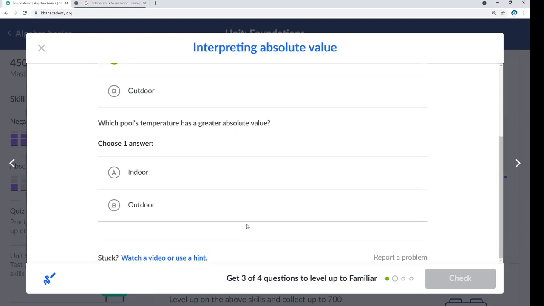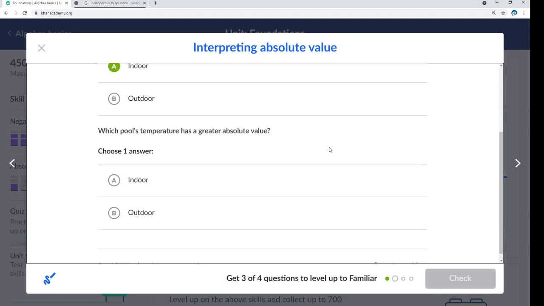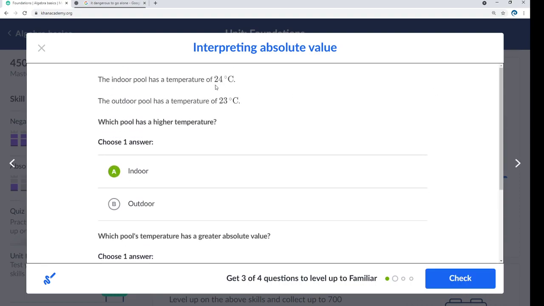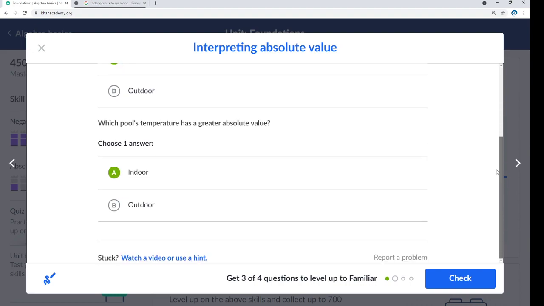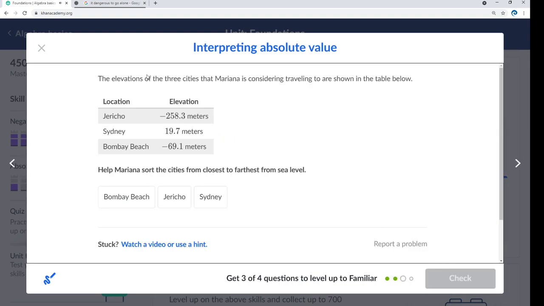And there's another question down here. Which pool's temperature has a greater absolute value? That is also going to be the indoor pool. The absolute value of each of these is just the numbers 24 and 23. So yeah, 24 is going to be the greater absolute value. Booyah! So what else do we have here?